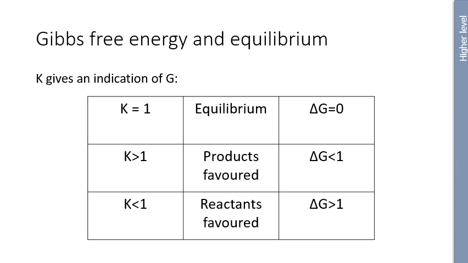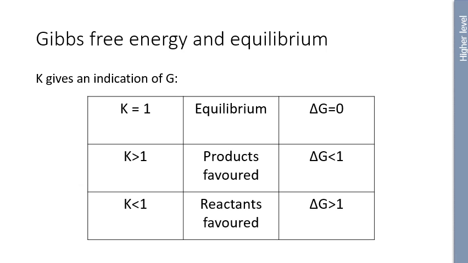So just to link this all together, let's look at the Gibbs free energy in relation to the equilibrium constant. So the equilibrium constant gives an indication of Gibbs free energy. If K is 1, then it's going to be at equilibrium, and the delta G is going to be 0. It's going to be at a minimum.